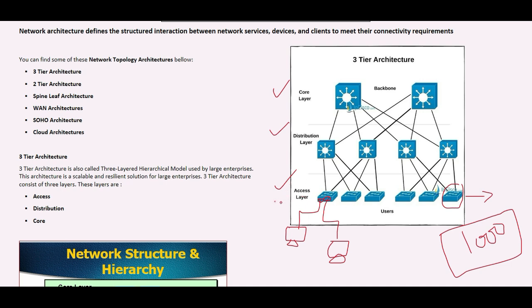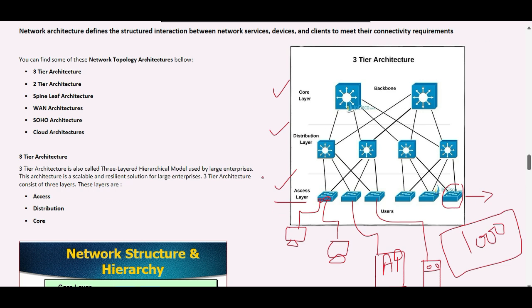So the function of the access layer is that we use it to connect the end user devices directly. End user devices can be your laptop, your PC, your access point, or your IP phone. It totally depends on your network requirement. Sometimes it can be your server also. If you have any server in your environment, it can be connected on the access layer, right?